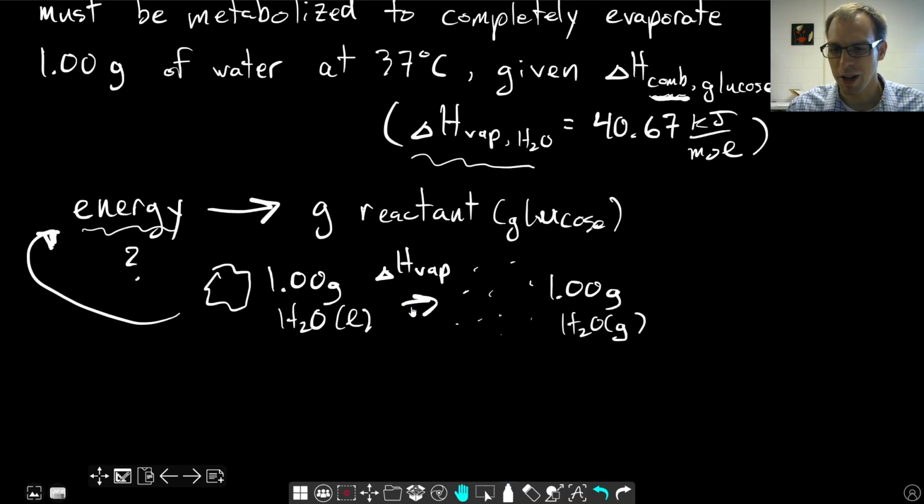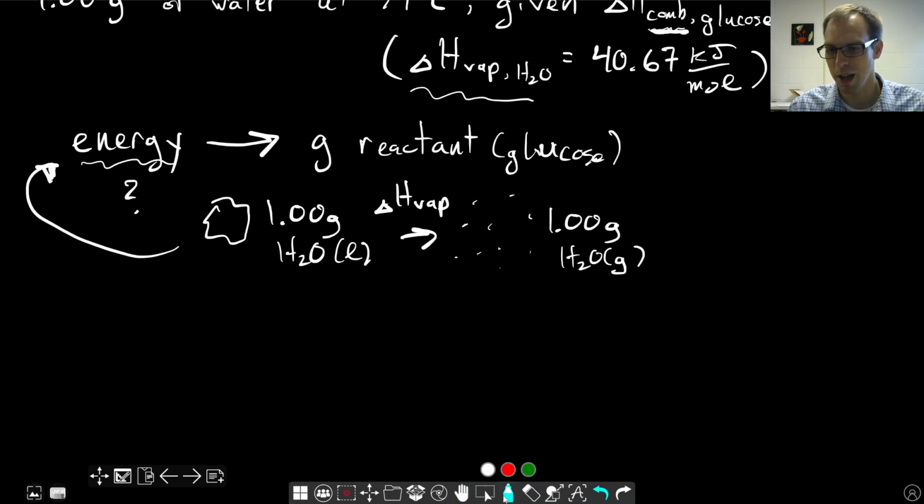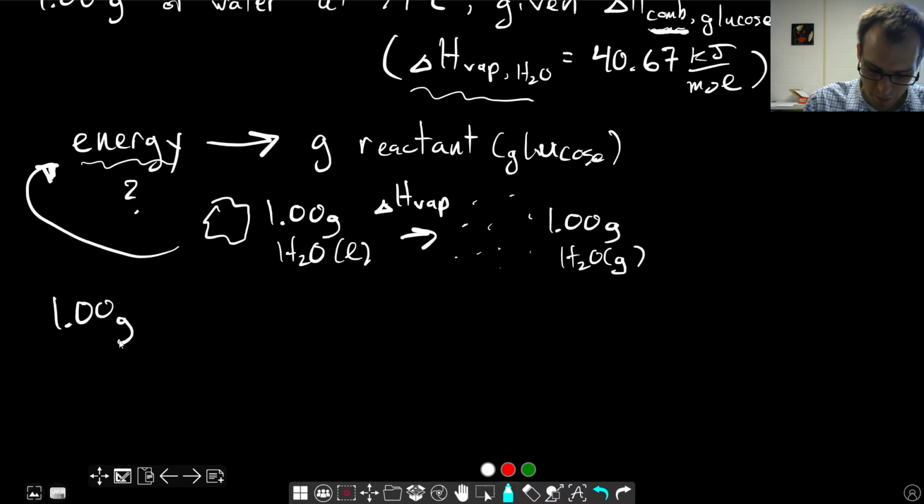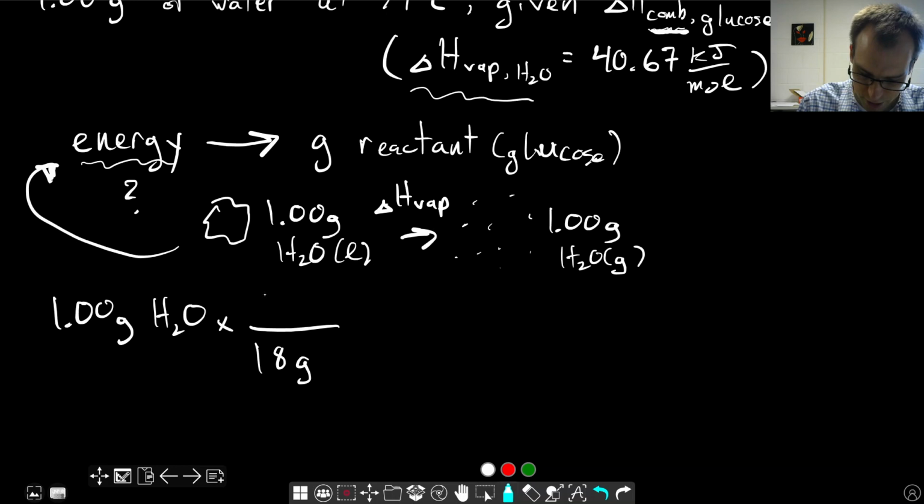So now let's actually go ahead and do that. Let's figure out how much energy we need. We now have 1 gram of H2O, but our enthalpy is given in terms of moles, so we're going to have to convert this to moles. That'll be 18 grams of water for 1 mole. All right, so let's go ahead and just calculate that real quick.